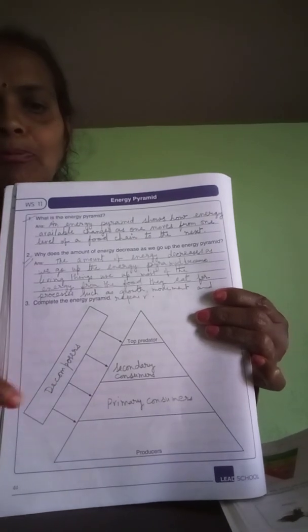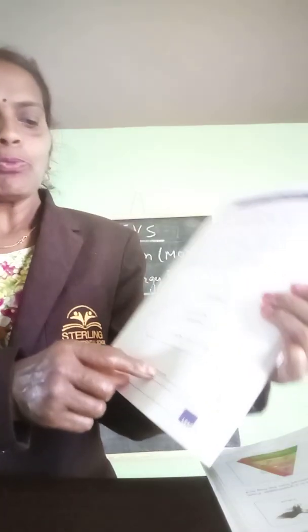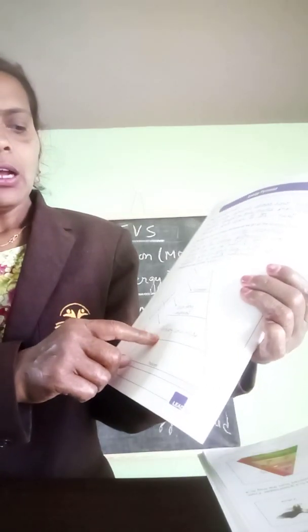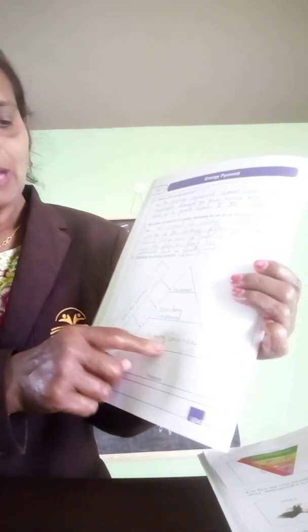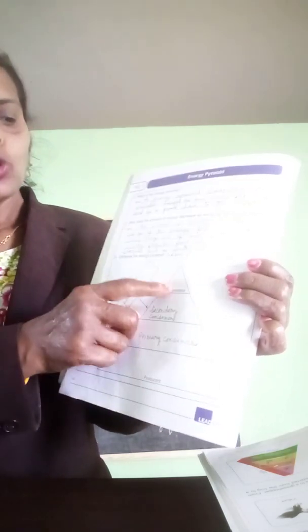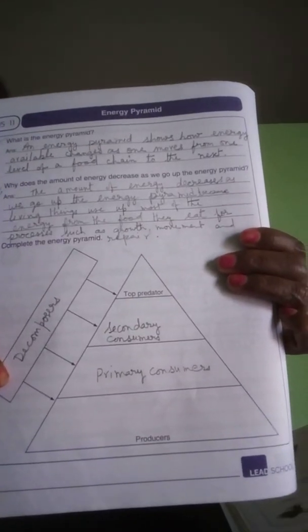Complete the energy pyramid. So they have drawn the energy pyramid and you have to complete this one. Down one is producers, they already wrote. So then primary consumer, secondary consumer, top predators, here decomposer. This is energy pyramid. You have to complete this one.